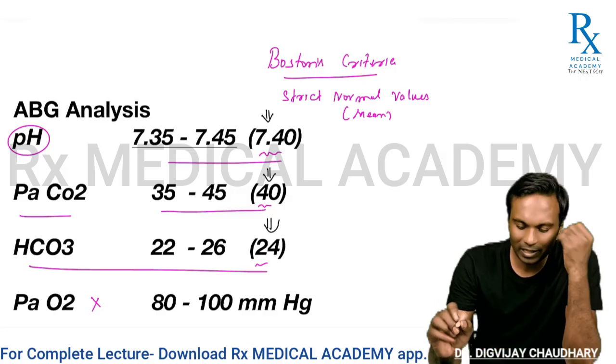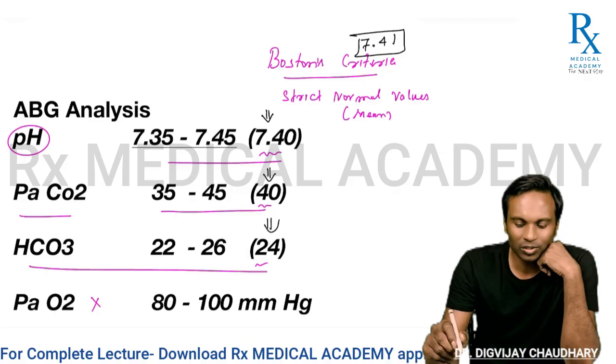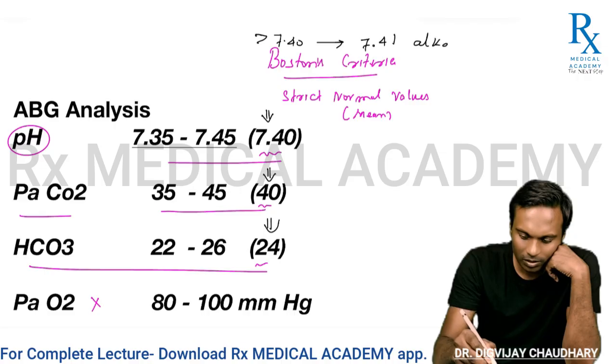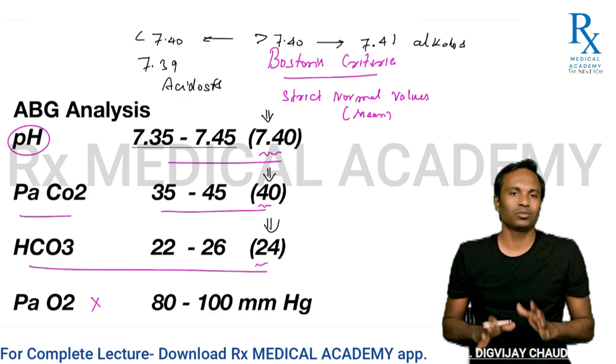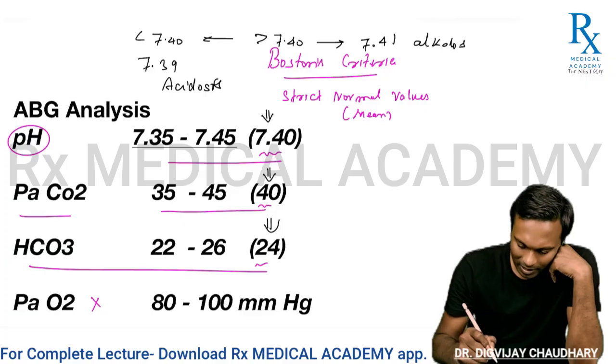Suppose while interpreting ABG, pH comes out to be 7.41. So this is more than 7.40. Anything greater than 7.40 will be taken as alkalosis. Anything less than 7.40, be it even 7.39, will be taken as acidosis. It might be respiratory acidosis or metabolic acidosis. We will figure it out in a later part of the lecture. So while analyzing, these mean values will become very, very important.